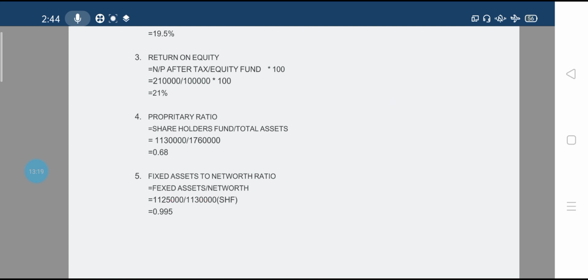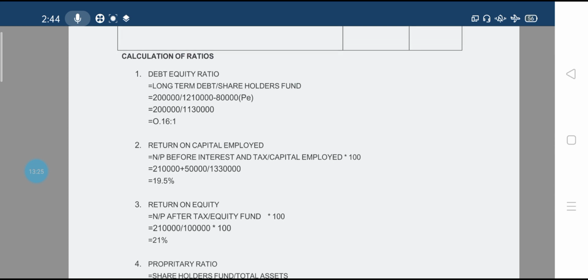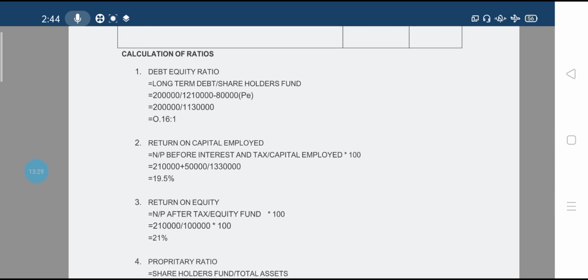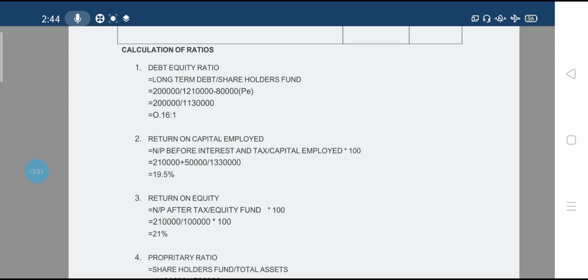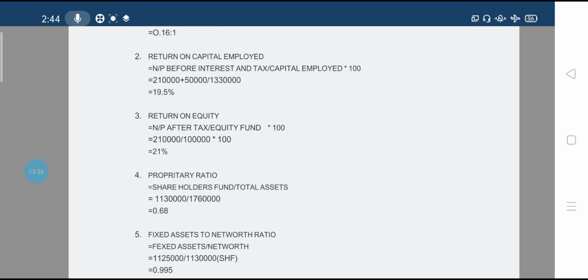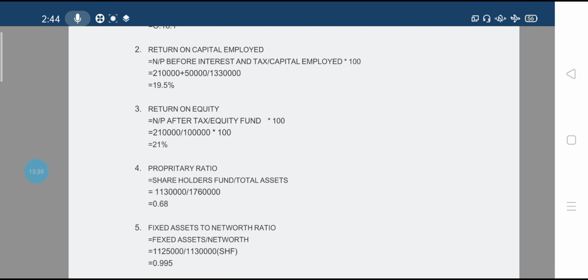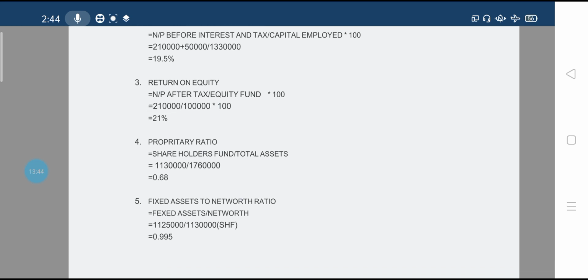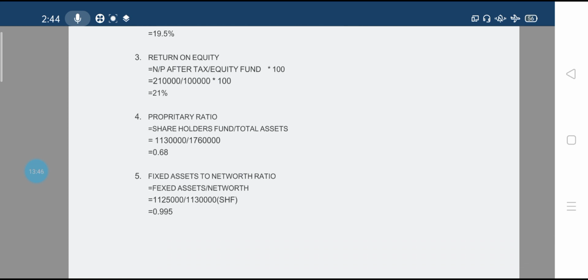This is the end of the problem. Five ratios were asked. The first ratio is debt equity ratio, that is 0.16:1. Second ratio is 19.5%. Third ratio is 21%. Fourth ratio is proprietary ratio, that is 0.68. Fifth ratio is fixed assets to net worth ratio, that is 0.995. So with this I end this video.